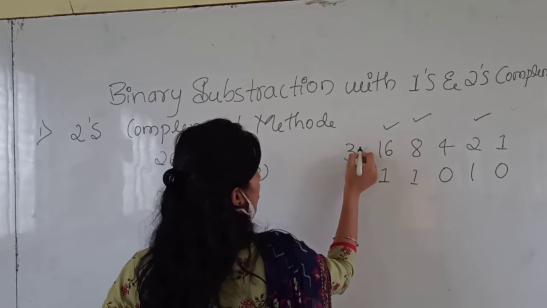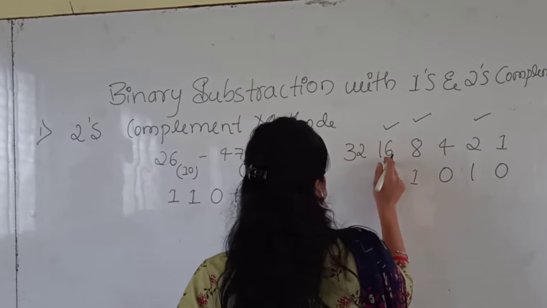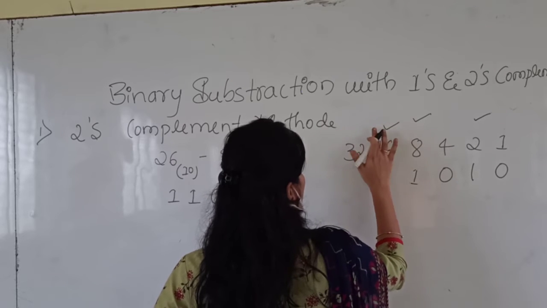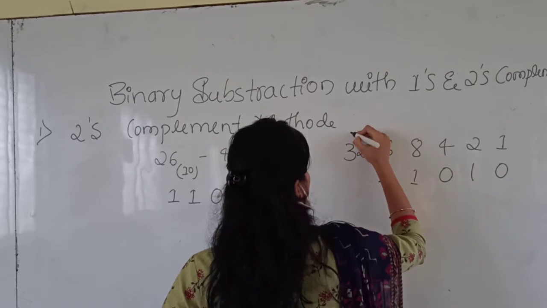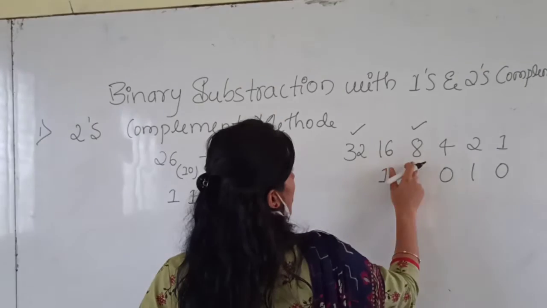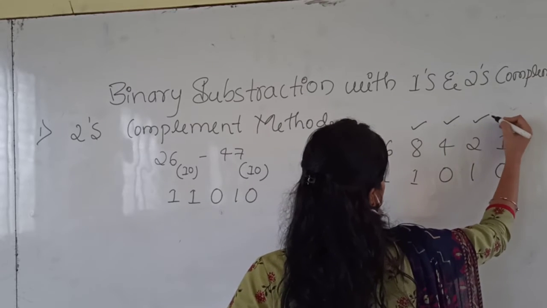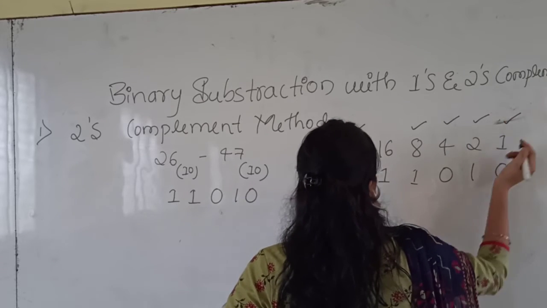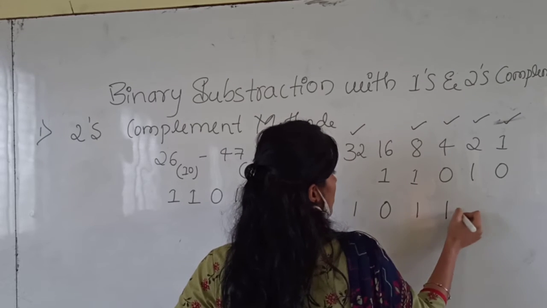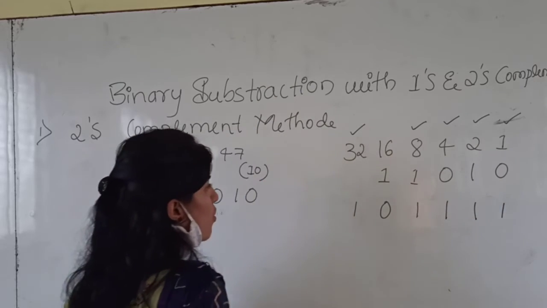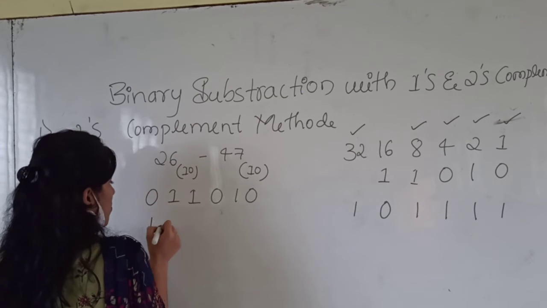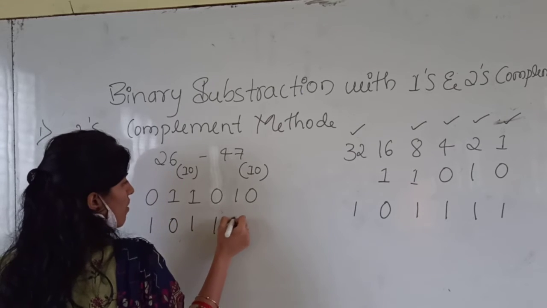And again for 47: 32 plus 16 becomes 48, so 32 plus 8 becomes 40, and after that 44, 46, 47. The 16th position will be 0, then 1, 1, 1, 1. This is the binary equivalent of the decimal number 47. It becomes 1, 0, 1, 1, 1, 1.